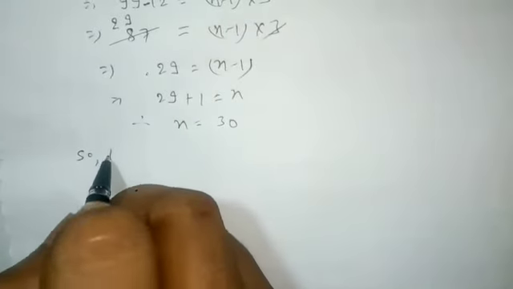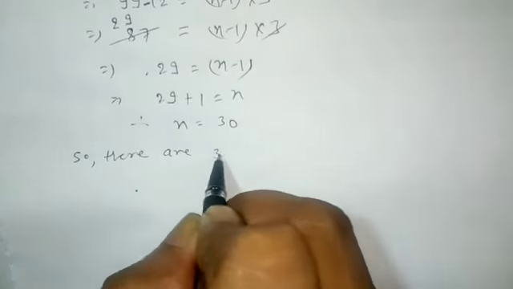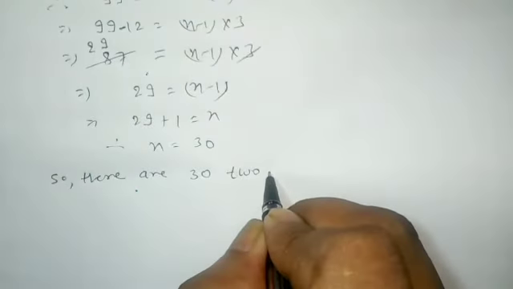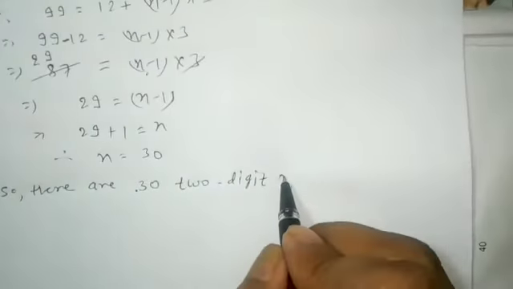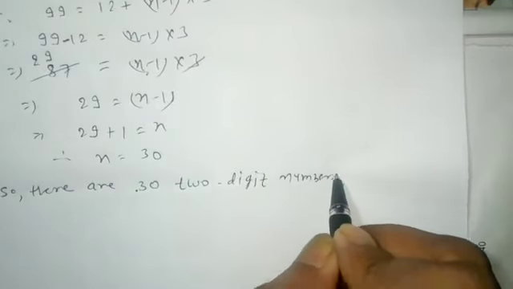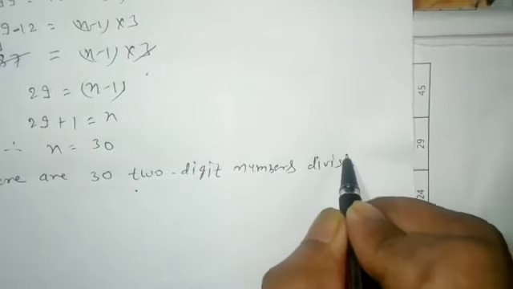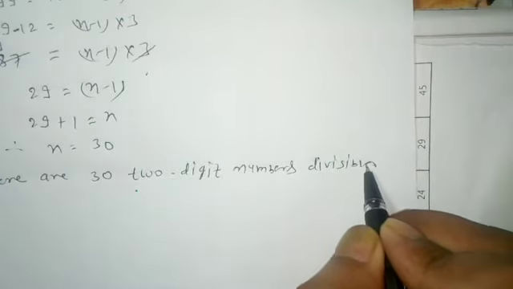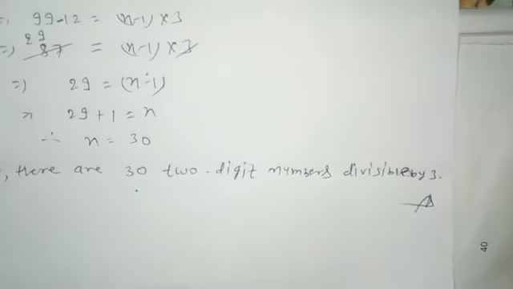So there are 30 two-digit numbers divisible by 3. Answer.